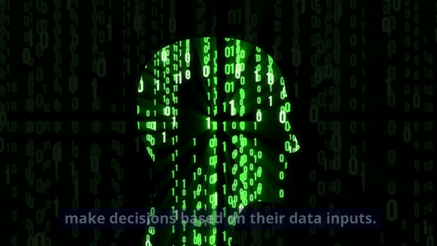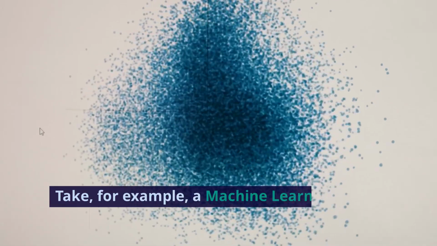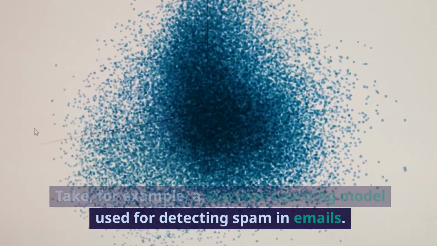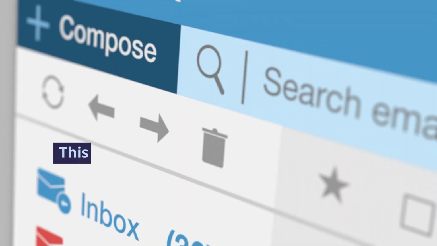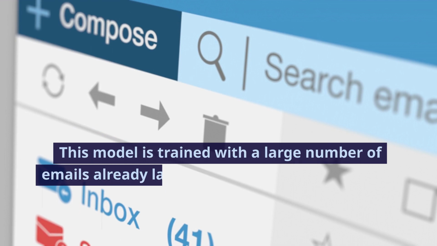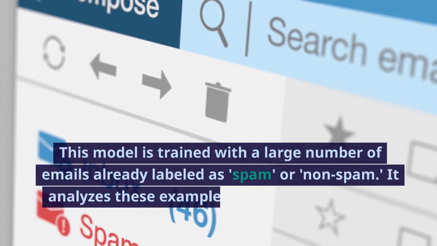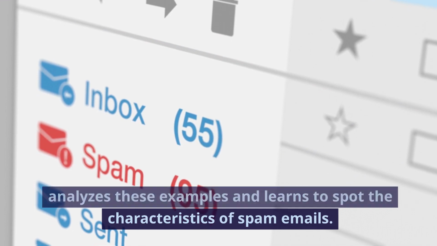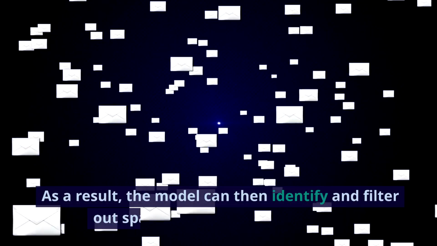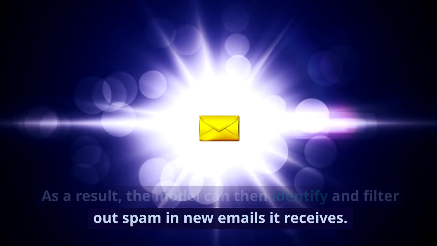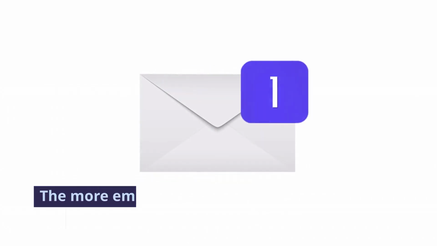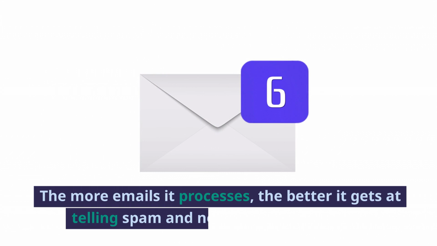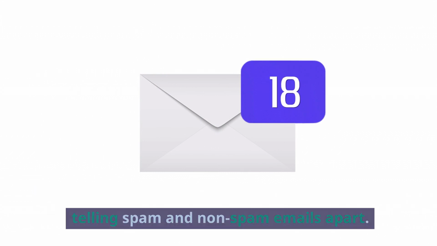on their data inputs. Take, for example, a machine learning model used for detecting spam in emails. This model is trained with a large number of emails already labeled as spam or non-spam. It analyzes these examples and learns to spot the characteristics of spam emails. As a result, the model can then identify and filter out spam in new emails it receives. The more emails it processes, the better it gets at telling spam and non-spam emails apart.